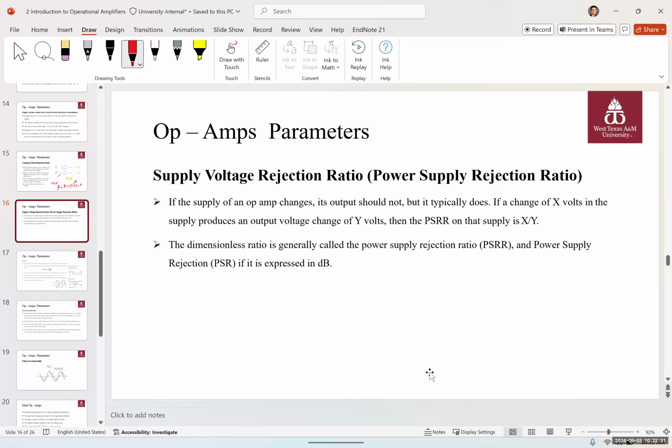If a change of X volts in the supply produces an output voltage change of Y volts, then the PSRR, or the power supply rejection ratio, on that supply is X to Y. The dimensionless ratio is generally called the power supply rejection ratio, and power supply rejection if it is expressed in dB. I think it's enough for today.